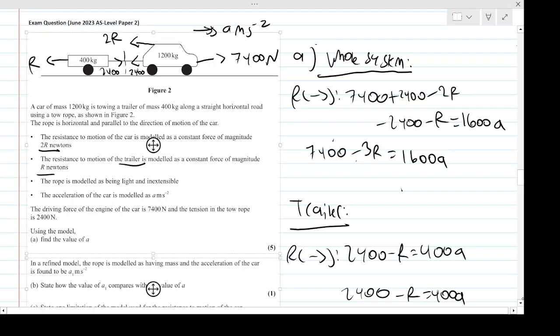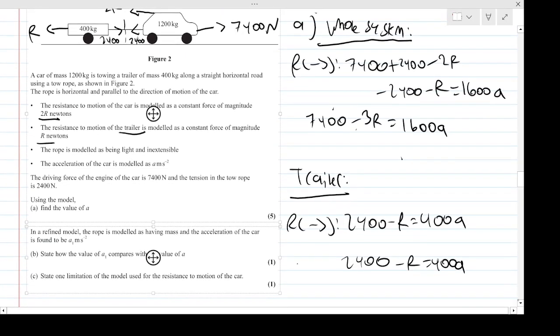Okay, cool. Then it says in a refined model, the rope is modelled as having mass and the acceleration of the car to be A1. State how the value of A1 compares to the value of A. So A was 0.5, right? Now in this refined or adjusted or changed model, what's been changed is the rope is modelled as having mass. That causes the acceleration to be different. It's now A1.